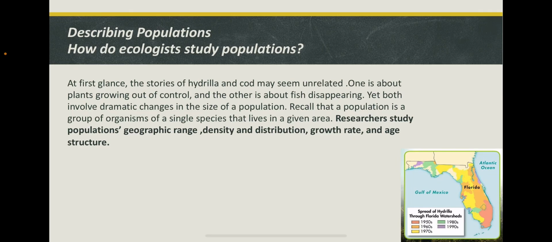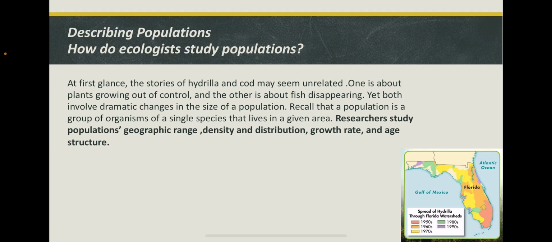Describing populations: how do ecologists study populations? At first glance, the stories of hydrilla and cod may seem unrelated. One is about plants growing out of control, and the other is about fish disappearing. Yet both involve dramatic change in the size of a population. Recall that a population is a group of organisms of a single species that lives in a given area. Researchers study population geographic range, density and distribution, growth rate, and age structure.